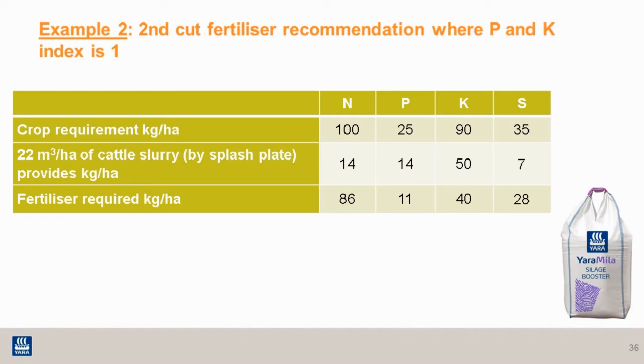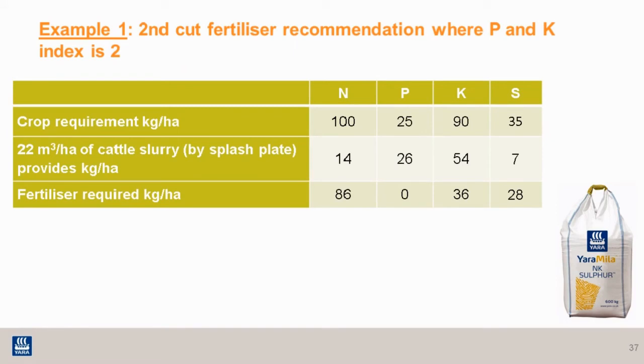And my second example here is where the soil P and K index on a particular field or paddock is at index 2, so the optimum index for P and K. So the same again, same crop requirement, applying the same amount of slurry, 22 meters cubed or 2,000 gallons per acre. So you can see the fertilizer required here, there's no phosphate required in this scenario. So therefore you could use a 0P mineral fertilizer, say something like Yara Mila NK Sulphur, which doesn't contain phosphate. And that will then be able to supply the nutrient requirements of that second cut silage.